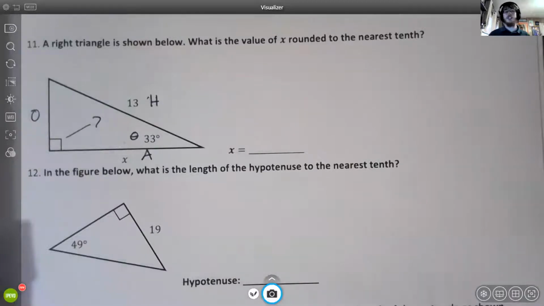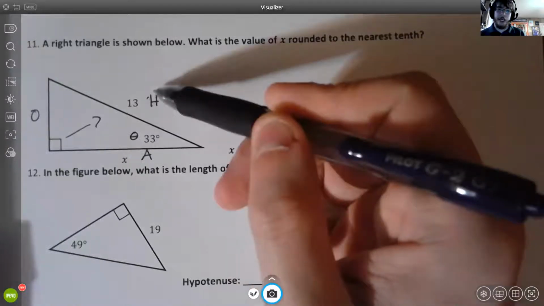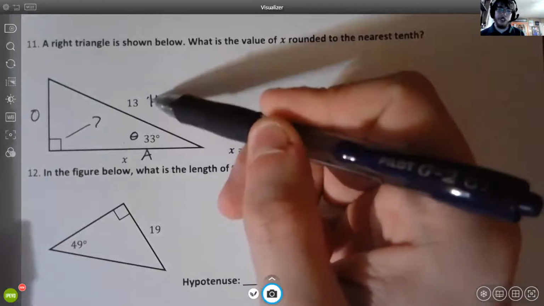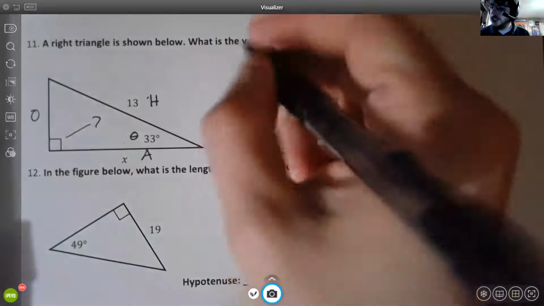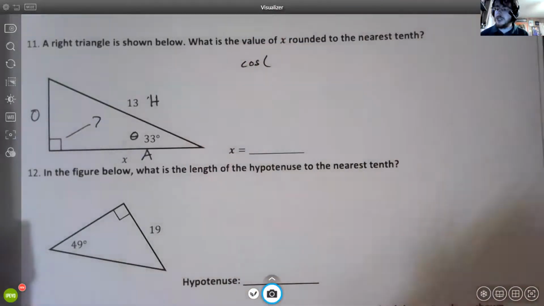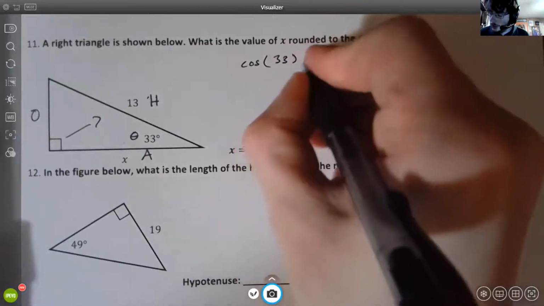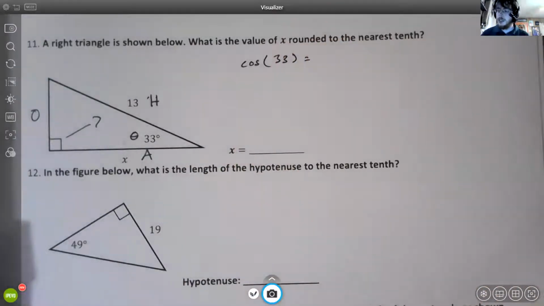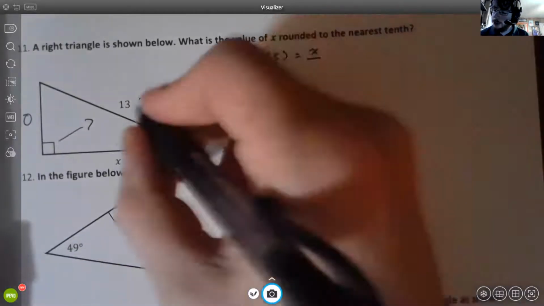Now with the trig ratios, you need to make sure you use the correct sides and the correct ratio based on it. So let's look here. We have A that we want to find, and we know H. So we need to use the trig function that uses A and H. Well, the trig function that uses A and H is cosine. So we have cosine of theta. Well, theta is 33, so we have cosine of 33, and that's equal to adjacent over hypotenuse. So the adjacent side is X. The hypotenuse is 13.